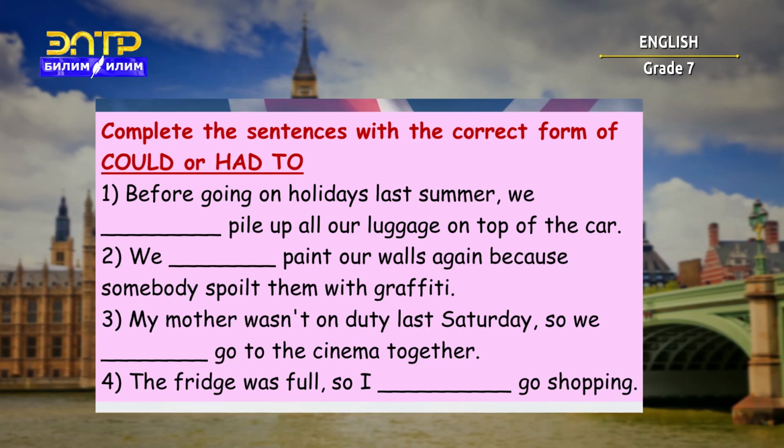Time is up. Have you finished? Let's check your answers all together. So the first sentence, before going on holidays last summer, we had to pile up all our luggage on top of the car. And second sentence, we couldn't paint our walls again because somebody spoiled them with graffiti.